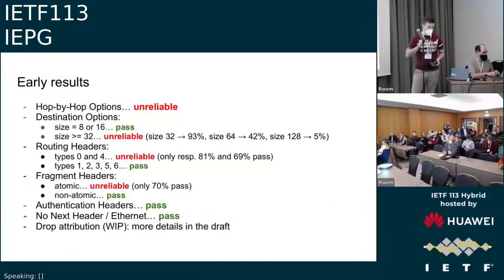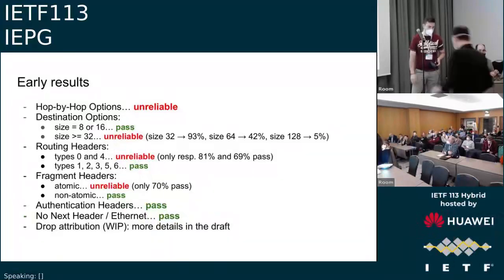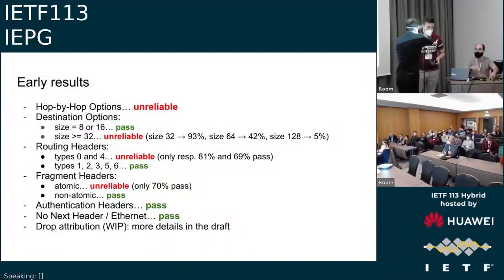And so that's the results part, but we also try, as I said, to attribute drops per AS. This is still a work in progress, so I won't go too much into details and show results because they are still not that stable. You can have a look at the draft for more details. Next slide, please.